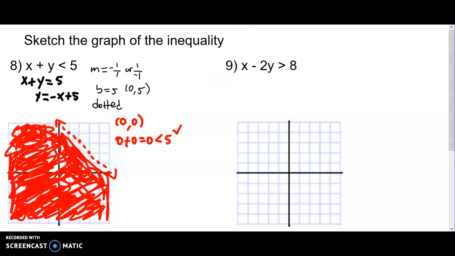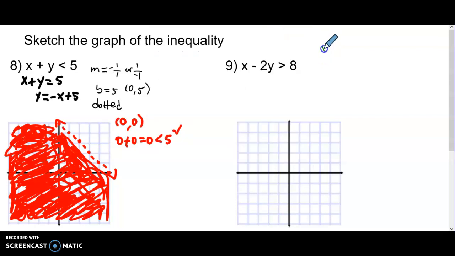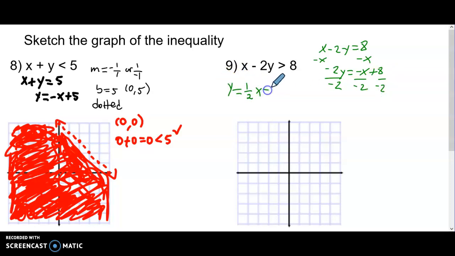Let me go to number 9. For number 9, first of all, I don't have it in y equals form. Let me put it in y equals first. So it should be x minus 2y equals 8. I need to solve it for y. Negative 2y equals negative x plus 8. Divide everything by negative 2. So if I clean that up, I have y equals 1/2 x minus 4. This is what I need to be graphing.